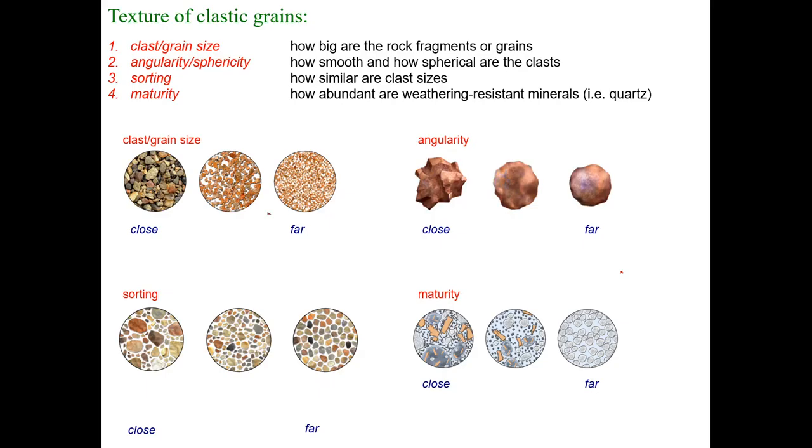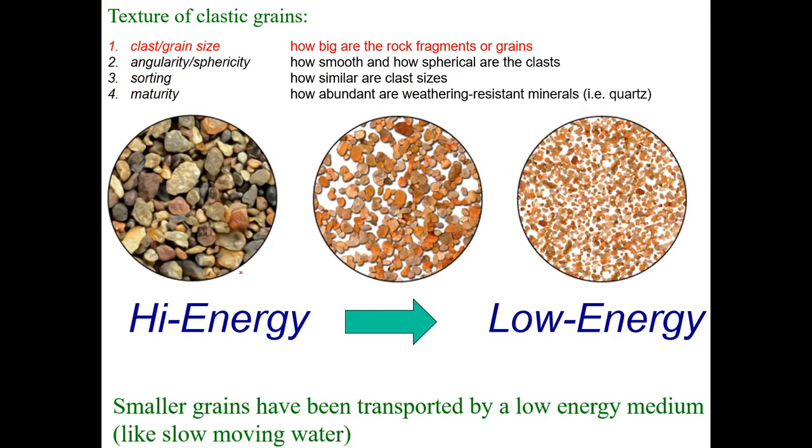Okay, so there are four things here. The clast size or grain size, that's how big the rock fragments are. The smoothness, called the angularity or sphericity. I usually use the term angularity. How smooth and spherical the clasts are. The sorting, which is how similar in size the clasts are. And the maturity, the chemical maturity. That means how abundant weathering-resistant minerals are. Okay, so let's talk about each of these in turn.